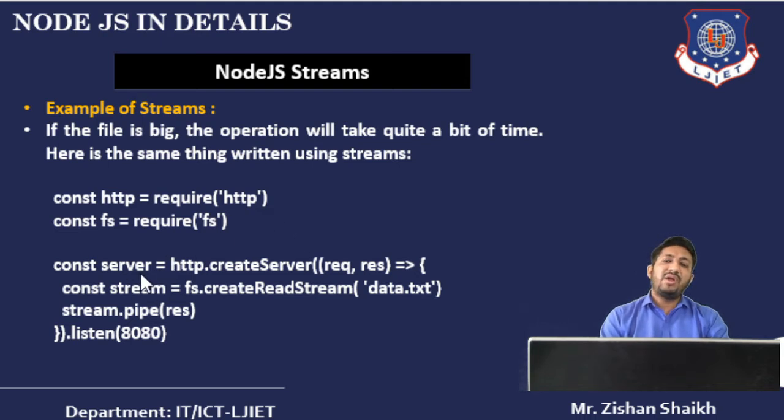Now, if we are not loading the data into the memory, then we are using the concept of pipe. So here stream.pipe, and in the parameter we are passing the response object that will return the data. And at the end we are doing .listen(8080). So this is the basic way a stream is used with the createReadStream method.